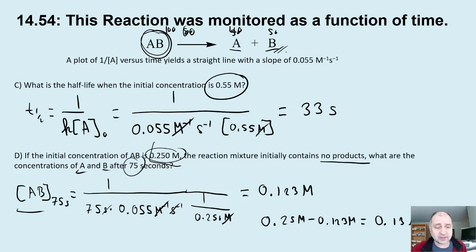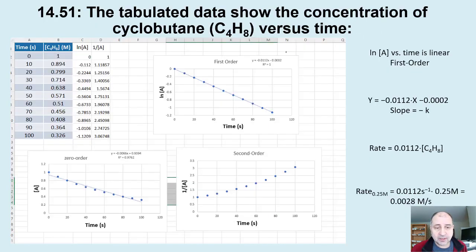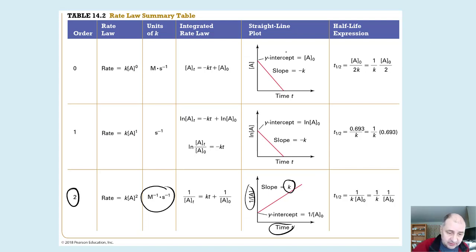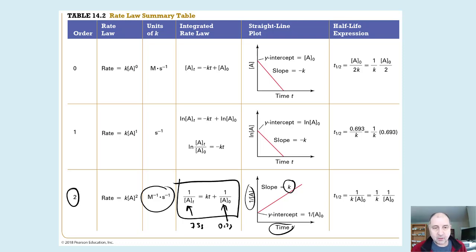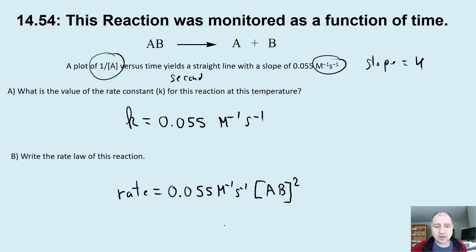Let me go back real quick just to show you. So the integrated rate law is this equation here, and that's what I was using. This is t at 75 seconds. This was the concentration, 0.25. Okay, moving on to a different topic.